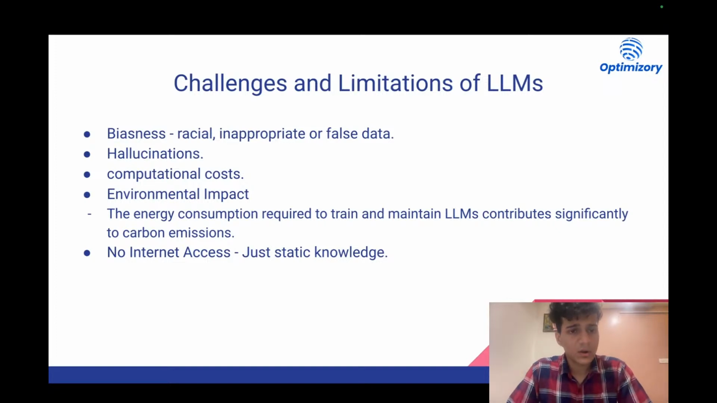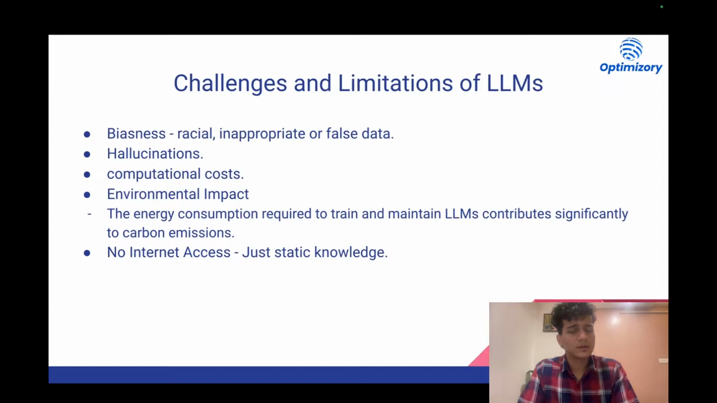Then we have computational cost. It is very expensive to run an LLM machine, an LLM server. Even the management cost is very expensive. Even if you want to make a small production quality LLM, you need a dedicated GPU for it. You cannot run an LLM on a CPU. And then environmental impact: the training and maintenance of LLMs significantly contributes to carbon emissions, and it is one of the major limitations of current LLMs.